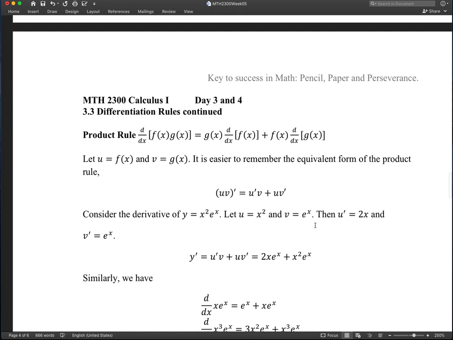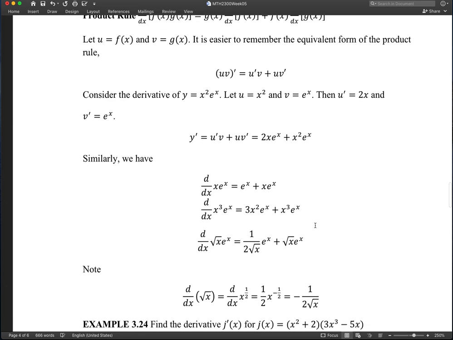Similarly, I did another calculation, and I did not show u and v together, but hopefully it's easier to follow. The derivative of x times e to the x: the derivative of x is 1 times v, e to the x, then x times the derivative of e to the x, which is e to the x itself.